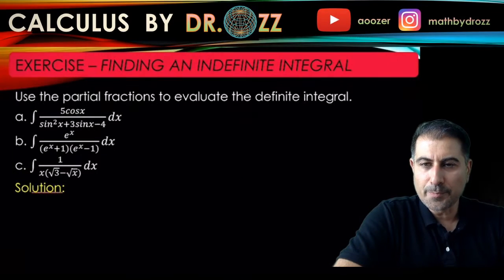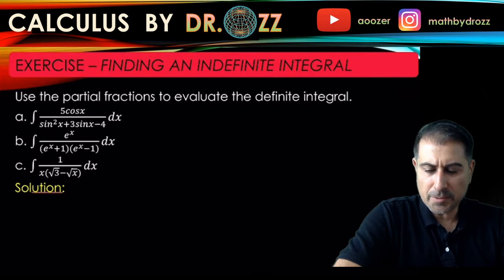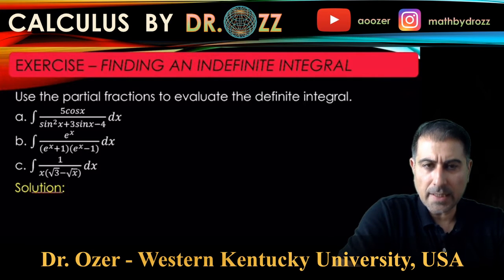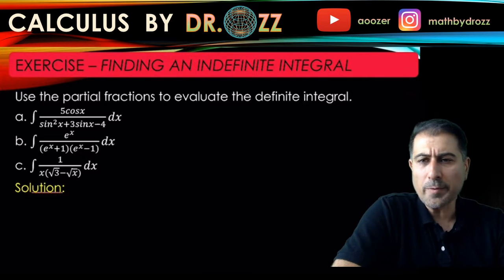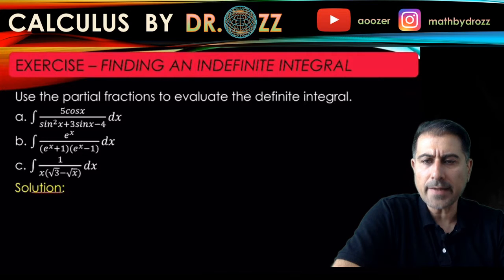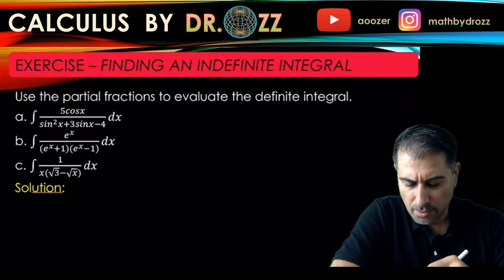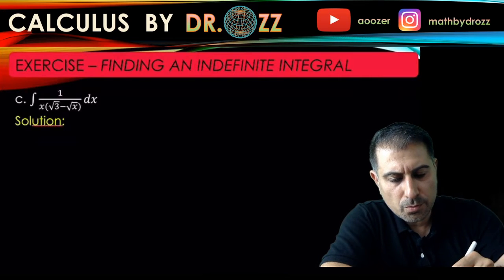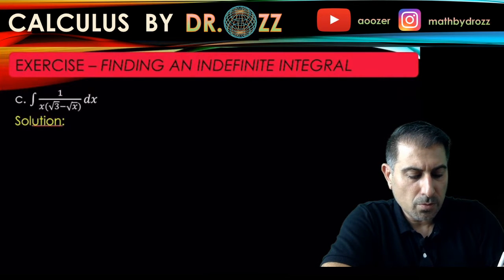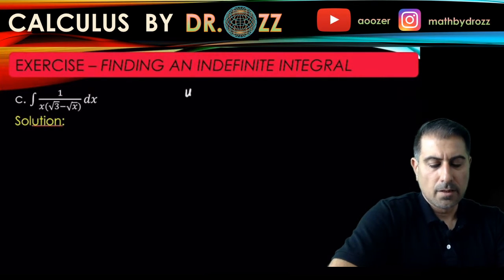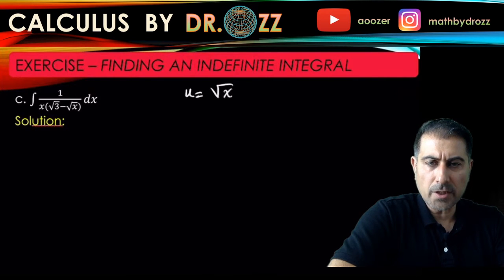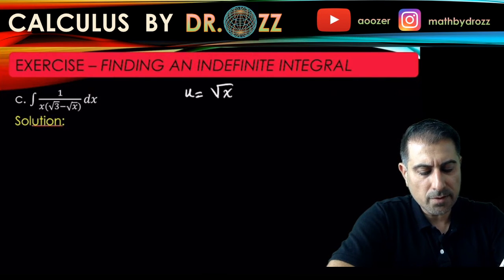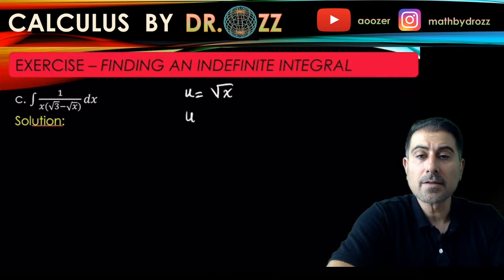All right, let's do part C by using the partial fractions business. I think we're going to use a u substitution here because we have 1 over x times radical 3 minus radical x. So let's go back here and call u to be radical x. To make things easier when we differentiate this, why don't we take the square of this? So u squared equals x.